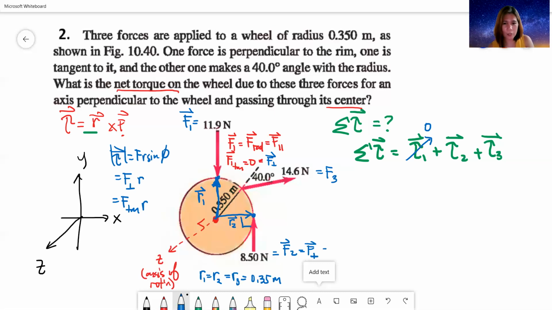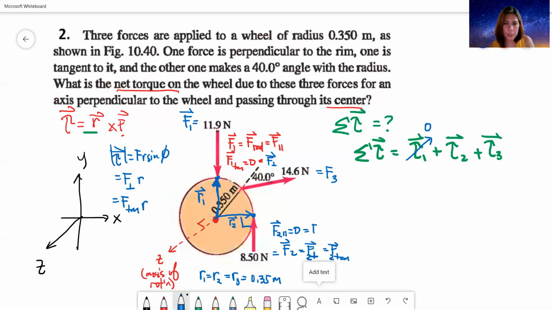Tama ba? Or, this is entirely equivalent to F tangential. So, opposite siya sa F1. Kasi si F1, wala siyang perpendicular, meron siyang parallel. Pero dito si F2, meron siyang perpendicular, pero wala siyang parallel. So, this is F2 perpendicular and F2 tangential. And we can also sketch here that F2 parallel is 0.